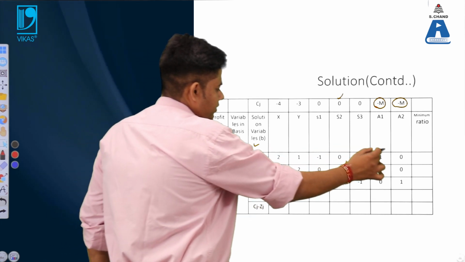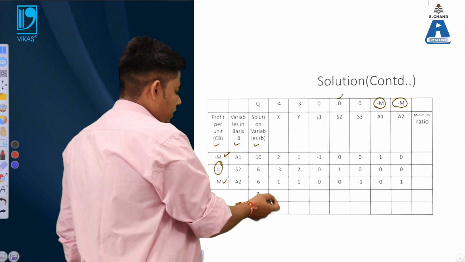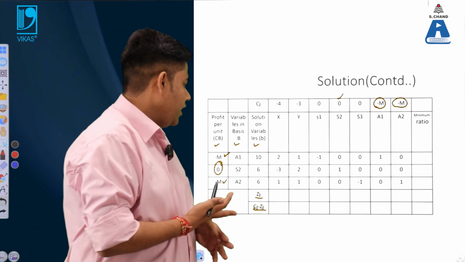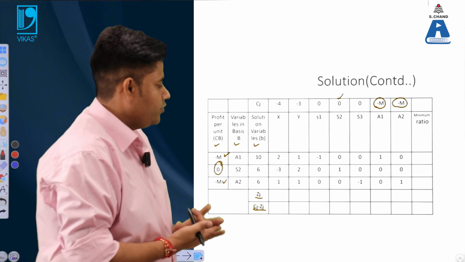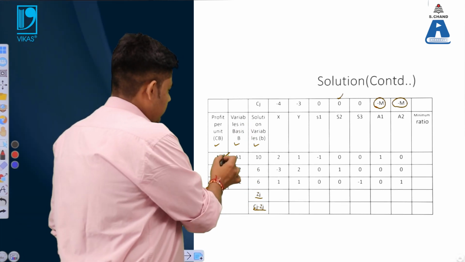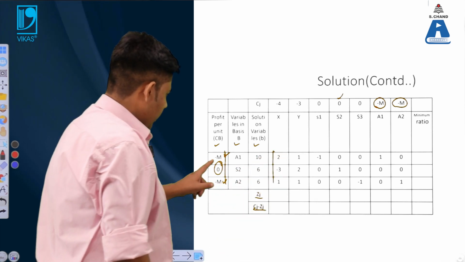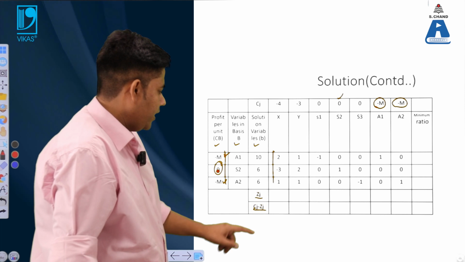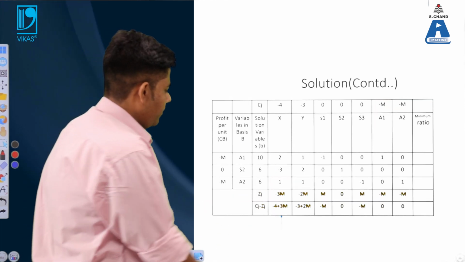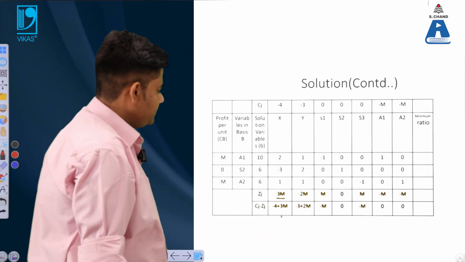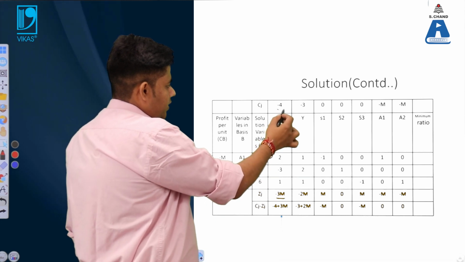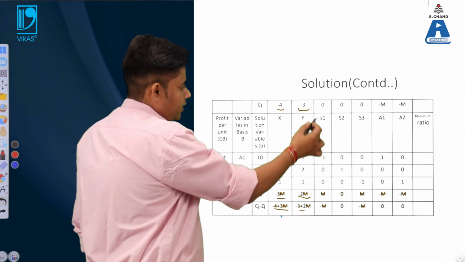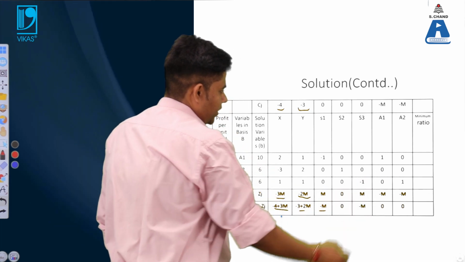The rest of the elements you write from the equations' coefficients, and then calculate Zj and Cj minus Zj. We calculate these just to check whether this solution is optimal or not. Zj is the sum product of these two columns: minus M into 2, plus 0 into minus 3, plus minus M into 1. When we multiply and add, we get an element in terms of M, that is minus 3M, and similarly for the other cases. Cj minus Zj is also calculated: minus 4 minus of minus 3M gives minus 4 plus 3M, minus 3 plus 2M in this case, 0 minus M is minus M, and 0 minus M, and other elements.